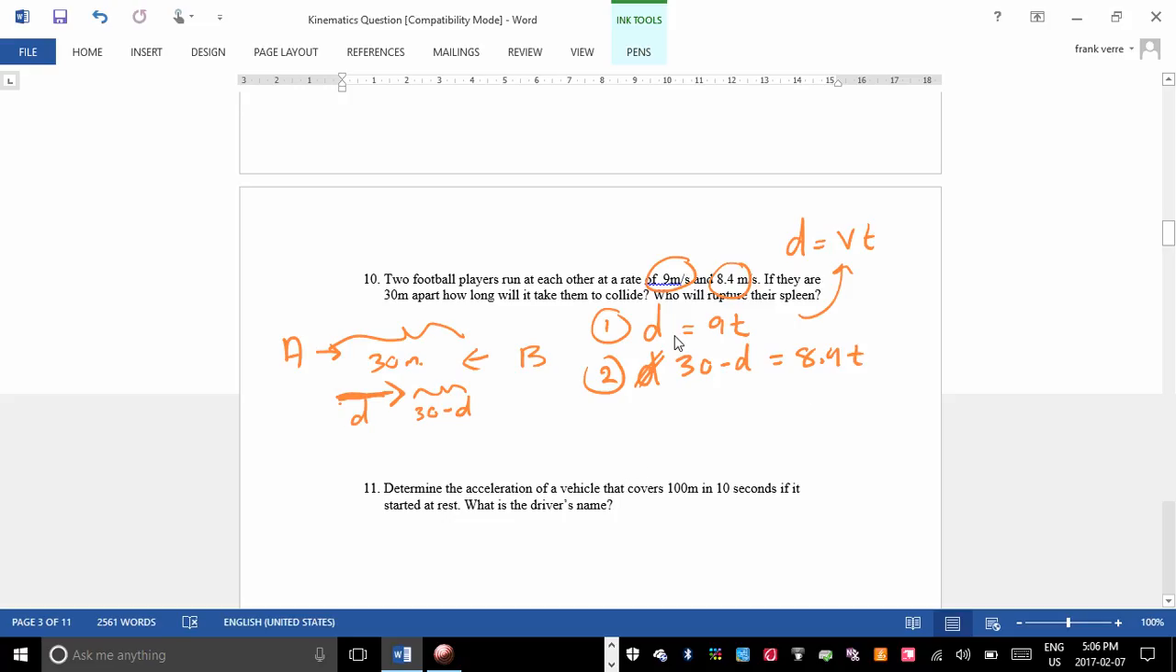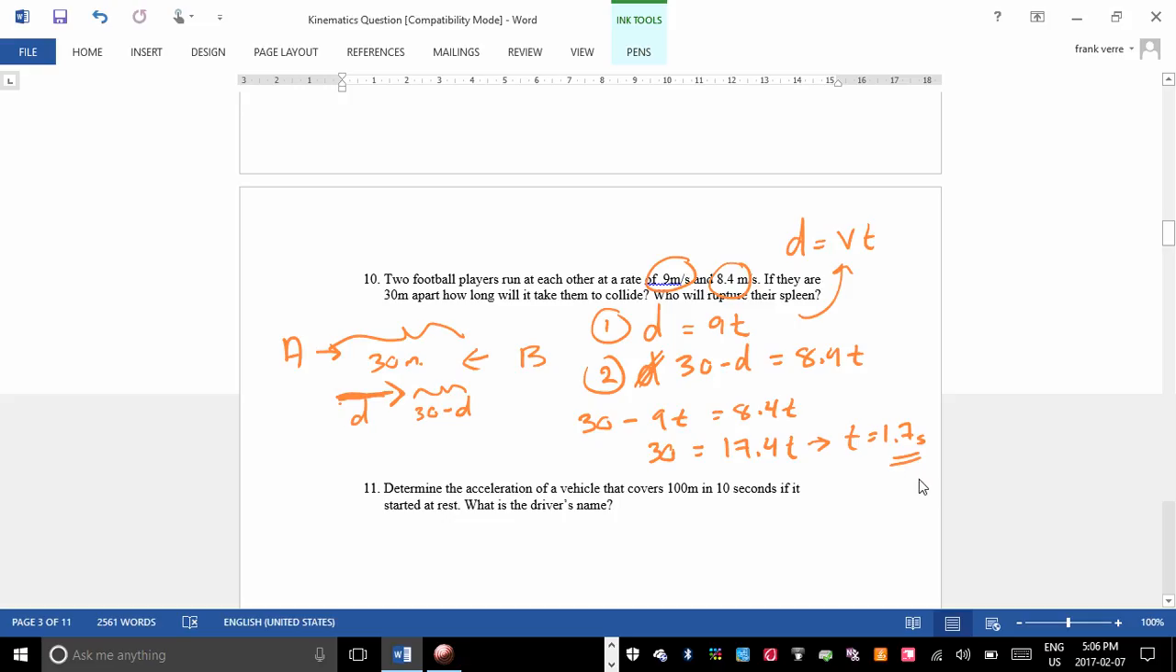This is an example of where you can just substitute. So we can put equation 1 into equation 2 because we have what d essentially is, which is 9t. So we can do a substitution. So we have 30 minus d, but d is 9t, is equal to 8.4t. That will allow us then to isolate for t. If we bring t to the other side, it ends up being 17.4t. And then when you solve for time, you get about 1.7 seconds. So they will meet after 1.7 seconds.